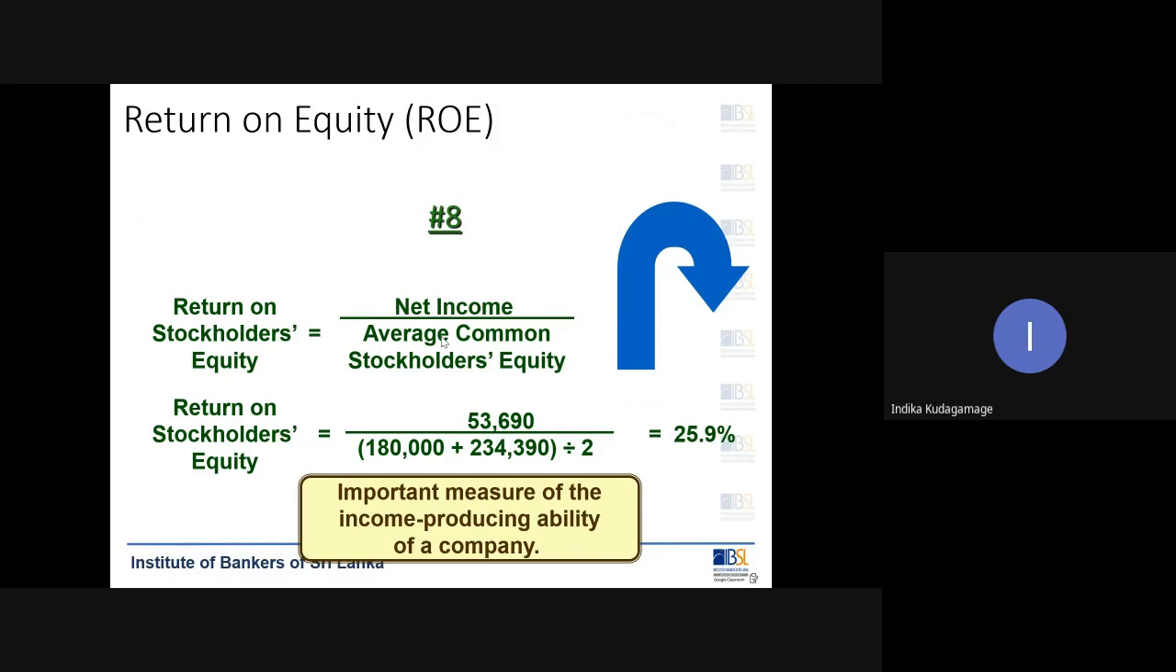This is a very important ratio from the investor's point of view, a profitability ratio which indicates the availability of cash for them. Profit after tax divided by average common equity, shareholders' equity.